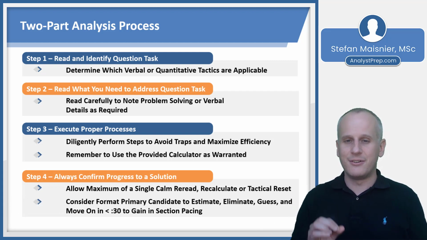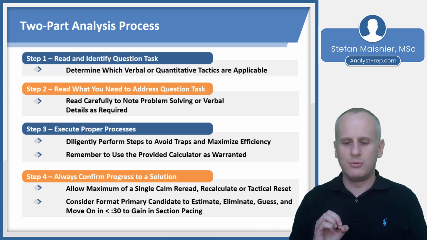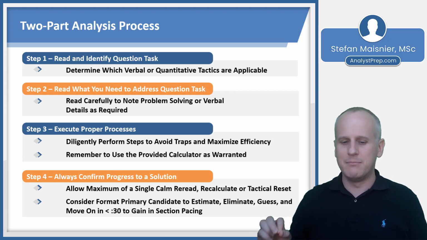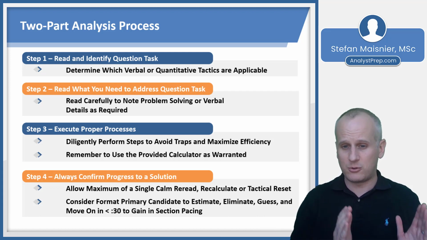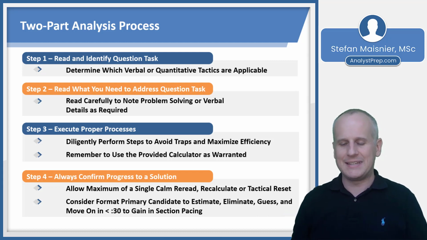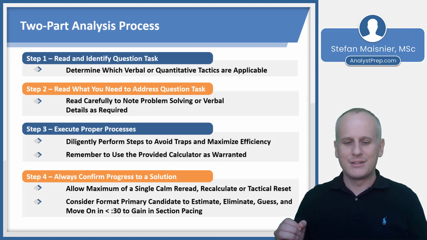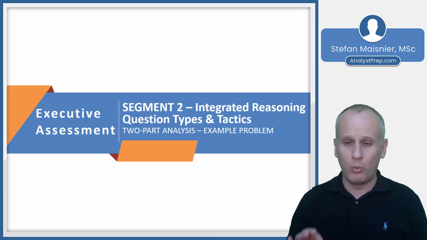And do consider this the primary format to estimate, eliminate, guess, and move on in under 30 seconds, to gain in your section pacing if you're not quite at that 12 to 15 for the first half pace and 15 to 18 for the second half pace. So these are our two-part analysis steps. Let's go over to the whiteboard, look at one more example together to see them in action.